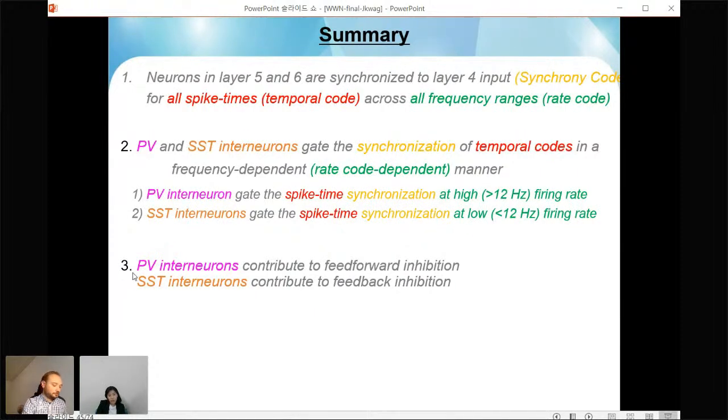And from our experimental and computational model, we can predict that when we activate PV interneurons, that might be breaking the balance in the inhibitory network to promote feed-forward inhibition. Whereas if we activate SST interneurons, that will break the balance in the network to favor feedback inhibition.